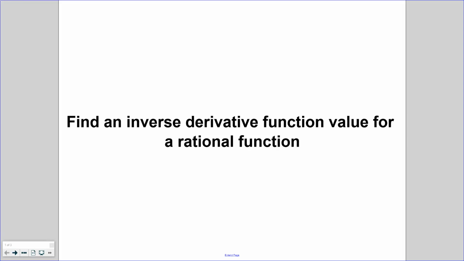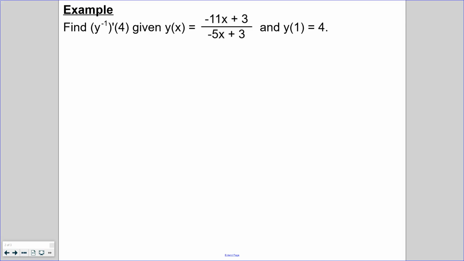Find an inverse derivative function value for a rational function. So in our example, we're being asked to find the derivative of y inverse of 4, given that y of x is equal to negative 11x plus 3 all over negative 5x plus 3, and that y sub 1 equals 4. So right away we can identify certain items of this particular example.